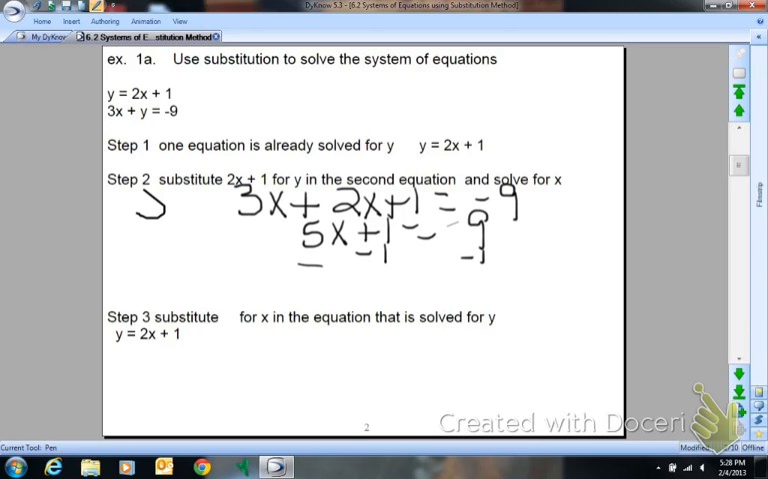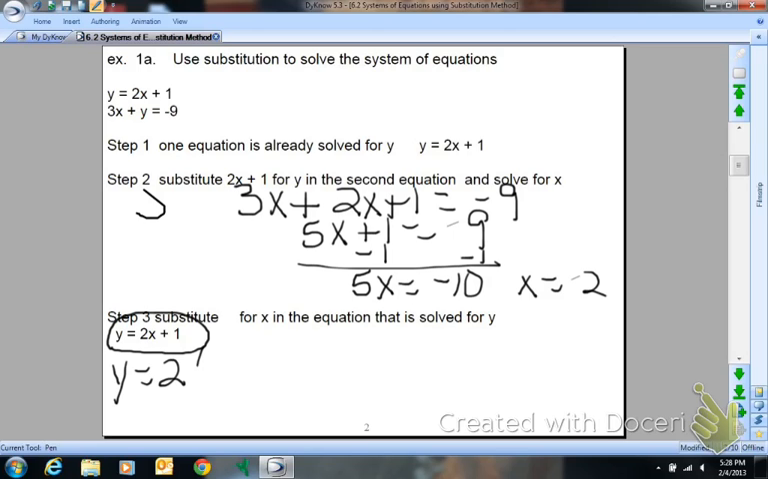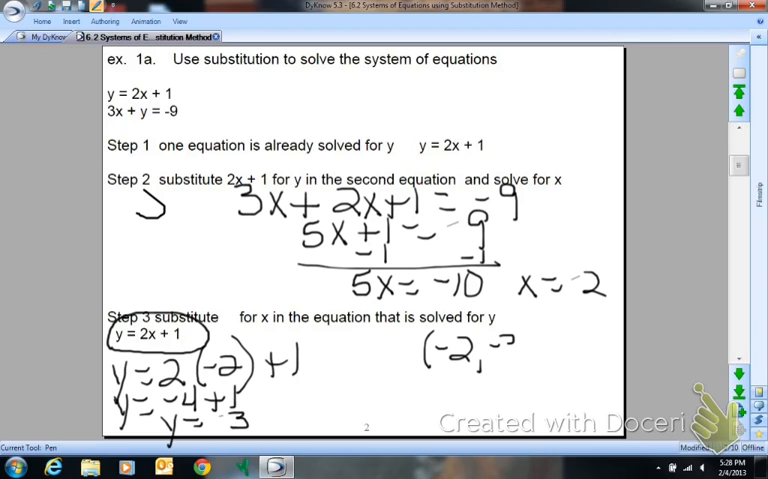Subtract 1. So we get 5x is equal to negative 10. Divide by 5 and we get x is equal to negative 2. Now we're going to plug in negative 2 into this equation right here that's solved for y. So y is equal to 2 times negative 2 plus 1. So that's negative 4 plus 1. Y is equal to negative 3. Our answer we put in an ordered pair, negative 2, negative 3.